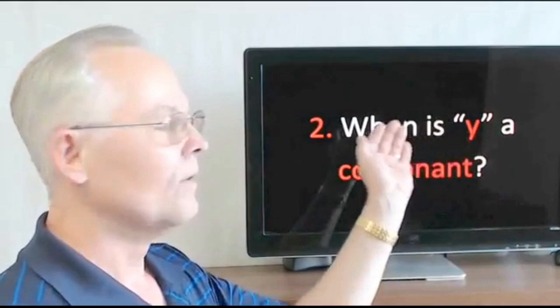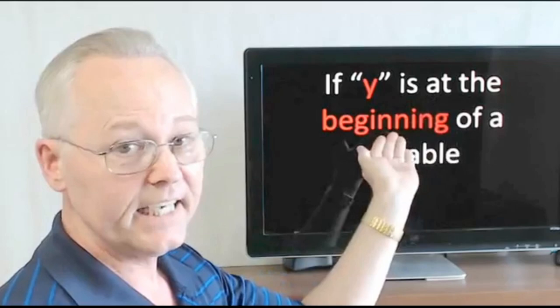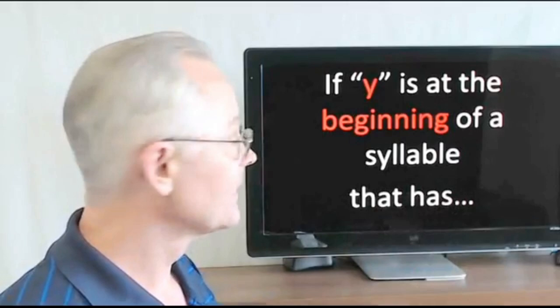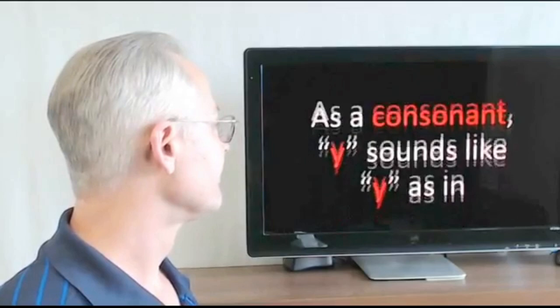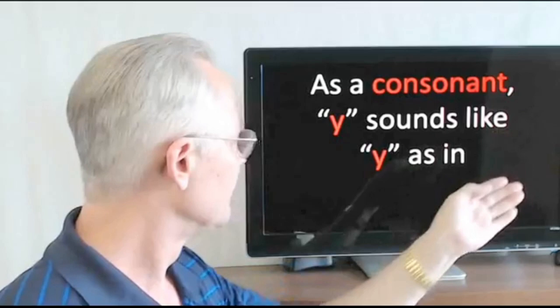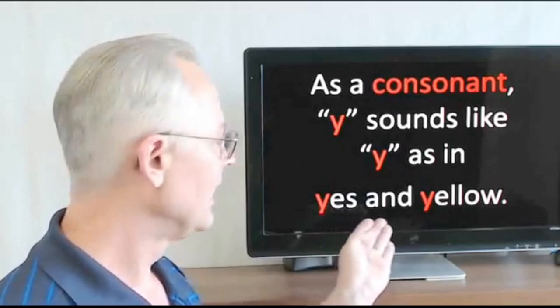When is Y a consonant? If Y is at the beginning of a syllable that has more than one letter in it, it's a consonant. As a consonant, Y sounds like y, as in yes, and yellow.